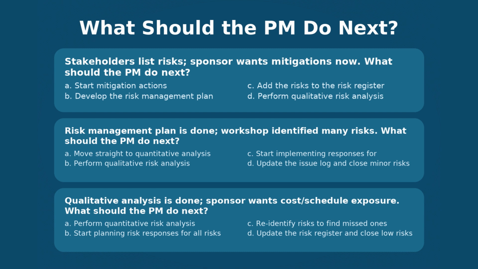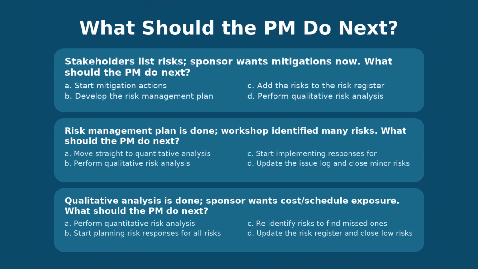This is straight PMI thinking. You plan the risk approach before you start identifying, analyzing or responding. The process is plan risk management, identify risk, qualitative analysis, quantitative analysis, plan responses, implement and monitor. Without a risk management plan, you don't even know what probability and impact scale you will use, who will own risk, how often you will review, what thresholds trigger action.